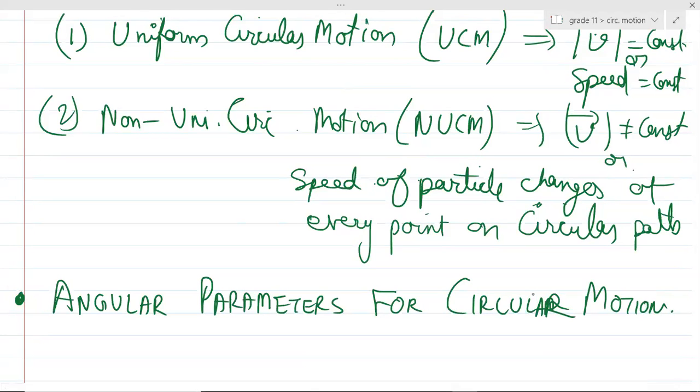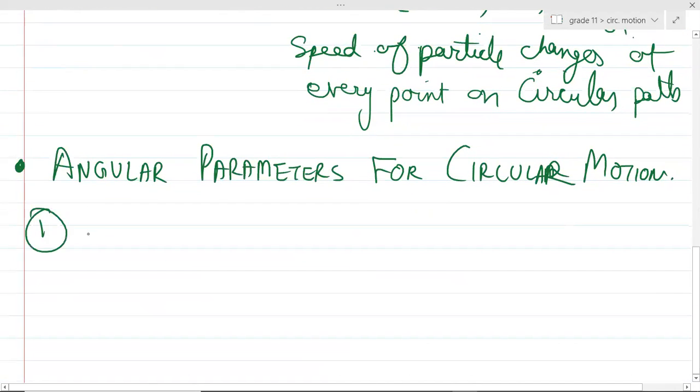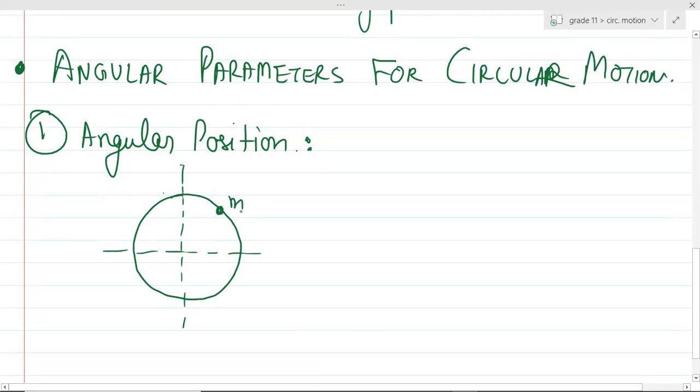Shall we start? Angular parameters for circular motion. The first angular parameter is basically called angular position. What is angular position? For example, suppose there is this circular path and there is this object which is at, let's say, this particular position.